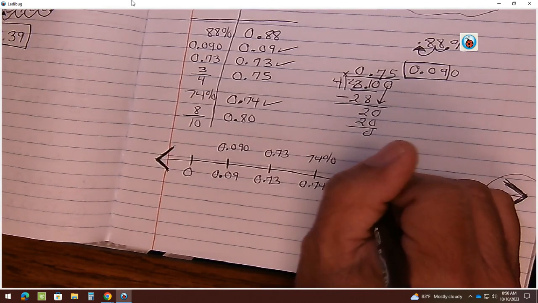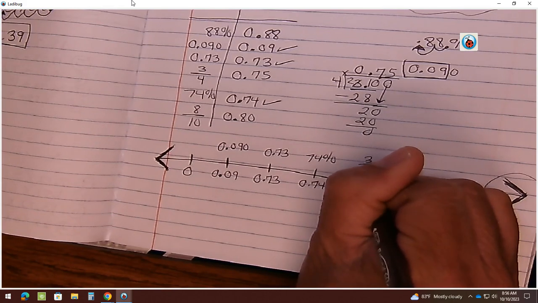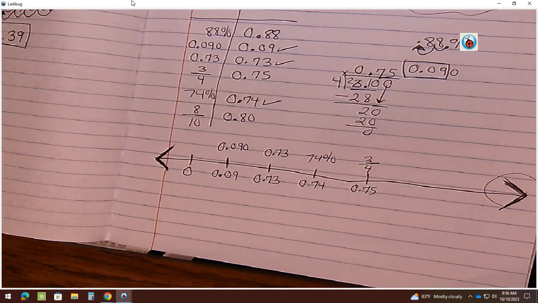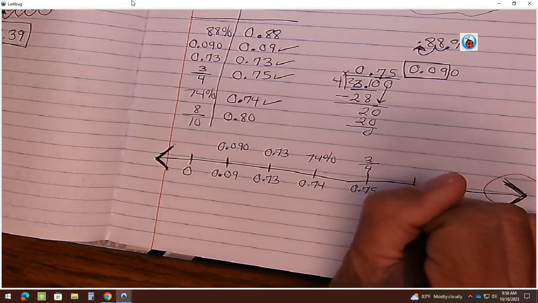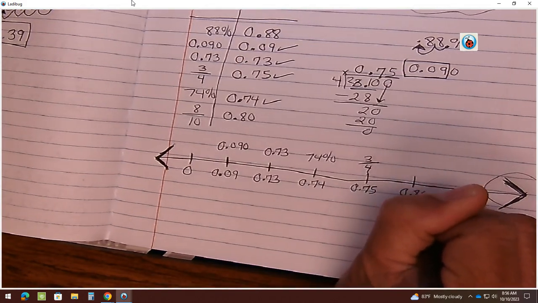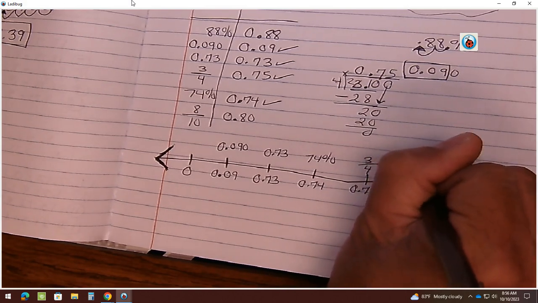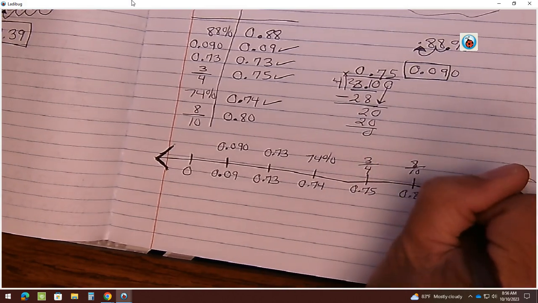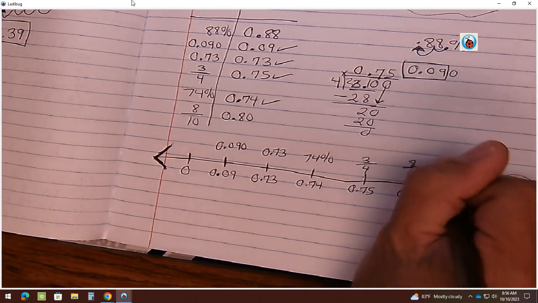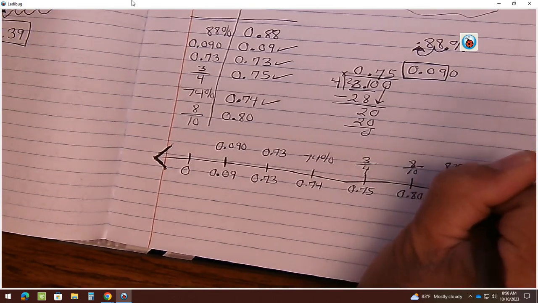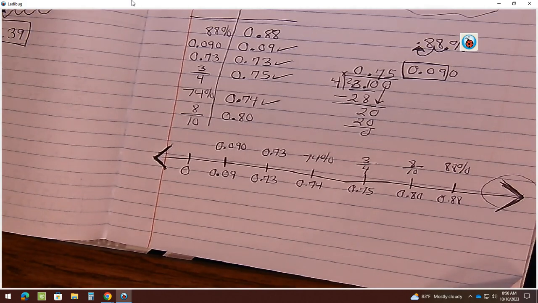We have to put the original, guys. 3 over what? 4. 3/4. Put a check. After 75 cents, who's next? 80 cents. And the original? 8 over 10. And after 80 cents, 88 cents. Original is 88%.